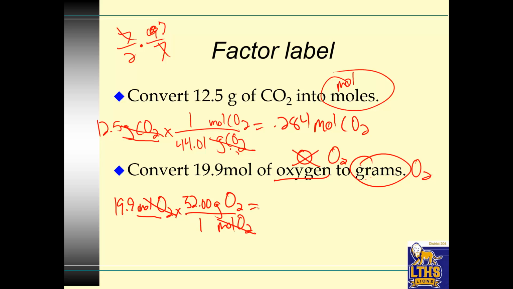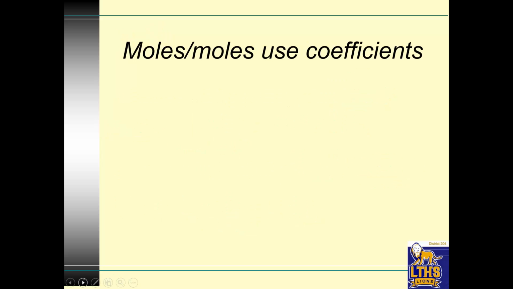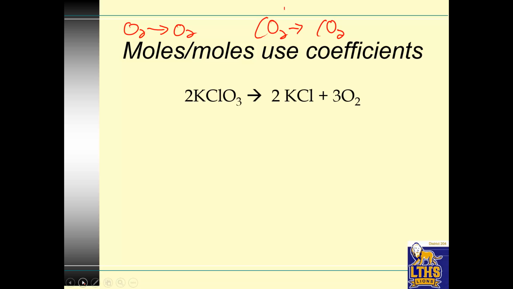19.9 times 32 is 637 grams of oxygen. Now, moles over moles use coefficients. So what we've done before is we started in, say, CO2, and we ended up in CO2. Or we started in oxygen, and we ended up in oxygen. But we get to do chemistry with this now.